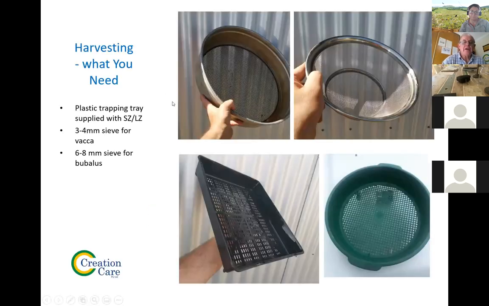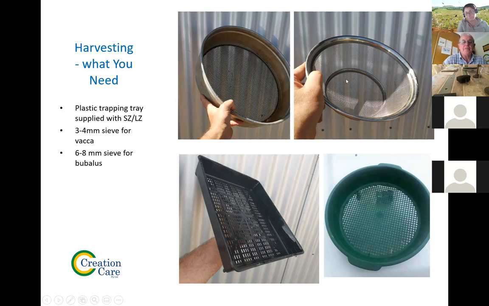What you need for harvesting, we need the trapping tray, which comes with the nursery. This has got holes small enough that vacca don't actually get through it. And you'll see how that's working in a minute. Ideally, if you can get a 3 to 4 millimeter sieve for vacca, because you're going to put soil in the tray and have soil and beetles in there. And if you can sieve out the soil, it's a whole lot easier than picking them out, especially with vacca, because they're small. And a 6 to 8 millimeter sieve for Bubalis.